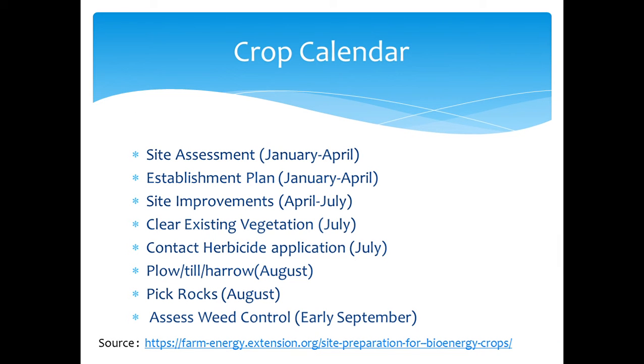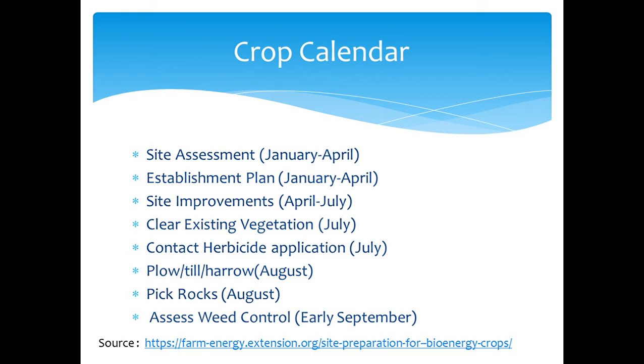We now have a crop calendar. The site assessment for a plantation is generally done in January to April period, while establishment plan is also done in the same period. Site improvement for the area is done in April to July periods. Such processes generally involve altering soil pH so that desired crop may be grown.